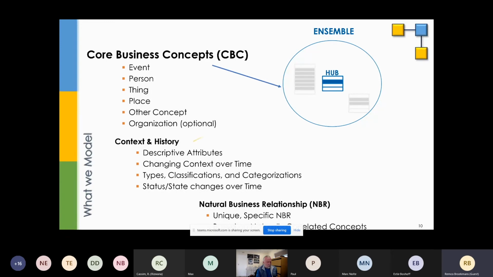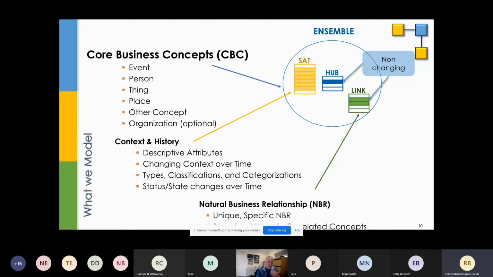The context and history is what we store in what we call satellites, and we design them as modelers, how we want to have them. And of course, the relationships are stored in links. And as I told you before, we separate changing and non-changing information. The identifier of the core business concept and the natural business relationship are non-changing information. The only thing that changes is satellite information, context and history.